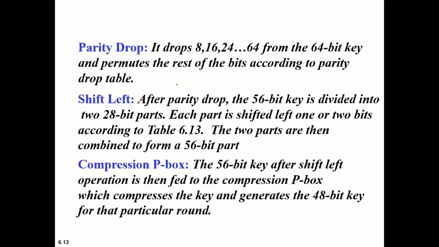Now these are just explanations which I have already told you. This parity drop drops 8 bits, and which 8 bits are dropped? Bit number 8, bit number 16, 24, 32, 48, 56 and 64. So these 8 bits are dropped to make a 56-bit key out of a 64-bit key, okay, and then it permutes the rest of the bits according to the parity drop table.